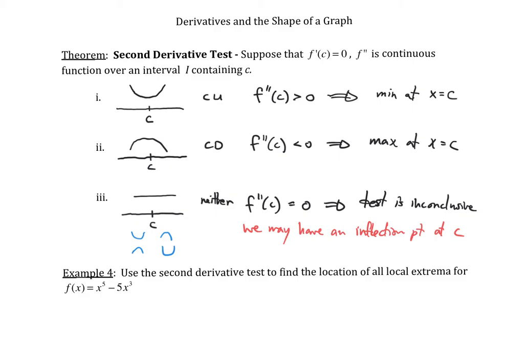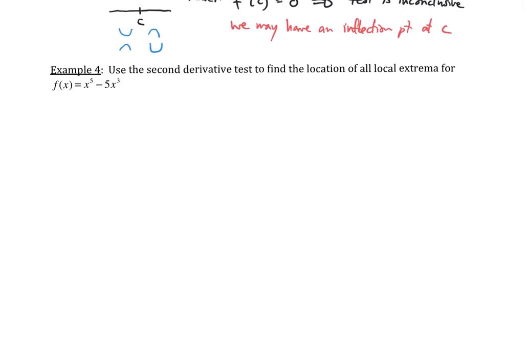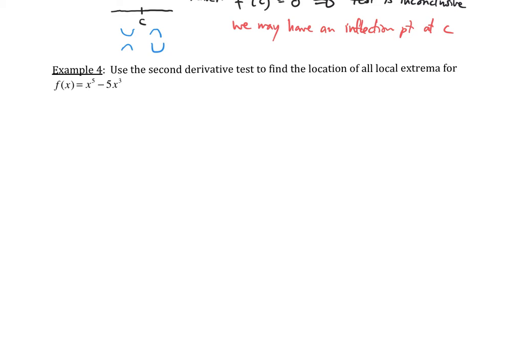Why don't we take a look at an example together? Let's take a look at example 4. So when I look at this, what's the first thing that I need to do? The first thing I need to do is find the critical values. So let's find the critical values. In order to do that, I need to calculate the first derivative. So when I calculate the first derivative, I'm going to get 5x to the fourth minus 15x squared.